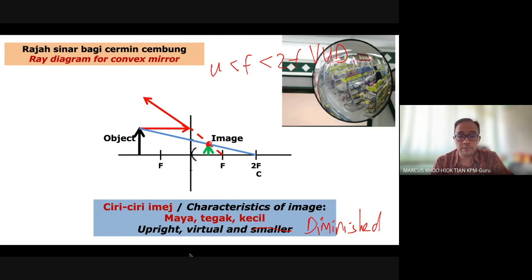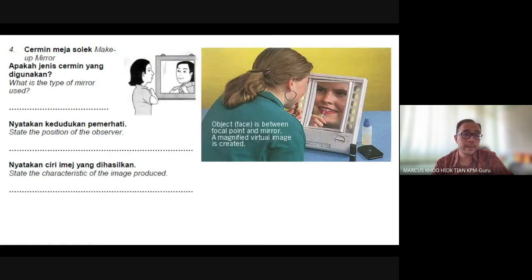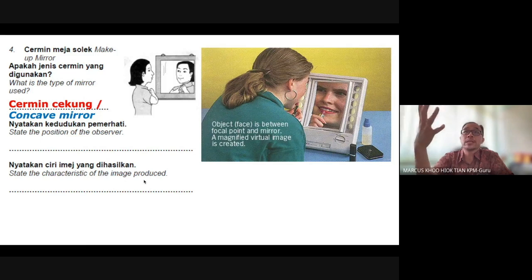Okay, let's go to the applications of mirrors. Let's start with the makeup mirror first. What is the type of mirror used? The type of mirror used is a concave mirror. Why? Because you want a big size. You don't want convex. Convex mirror makes everything smaller. For a makeup mirror, it's very important that the picture in your mirror is very big, so that when you apply your eyeshadow or your eyeliner, you don't make a mistake and draw outside the line. So concave mirror, very important.